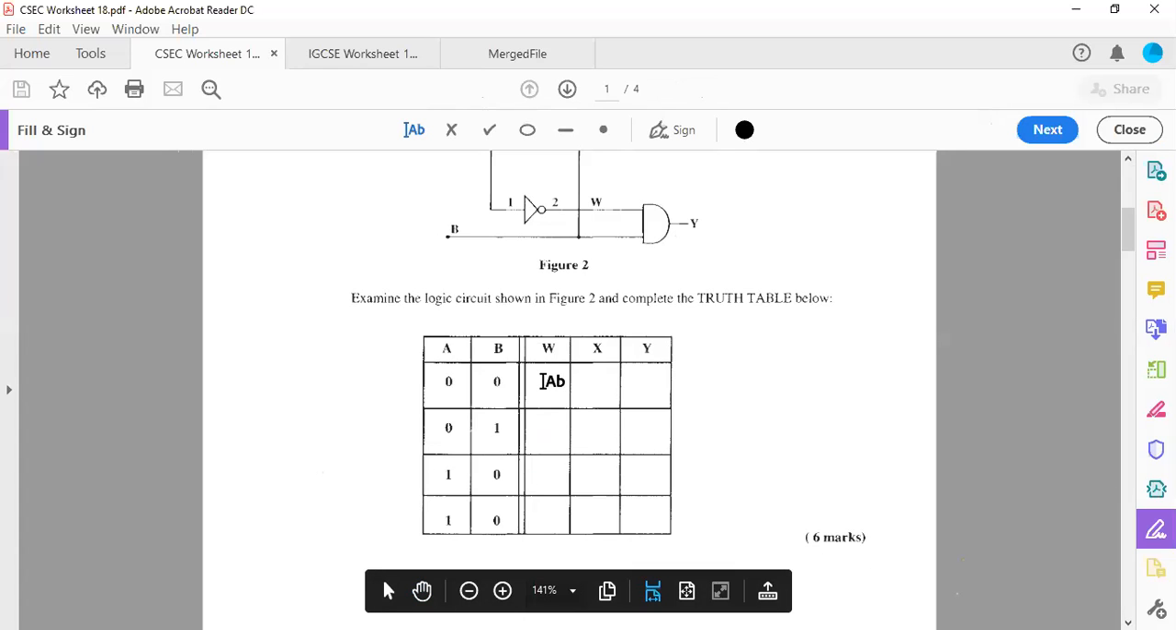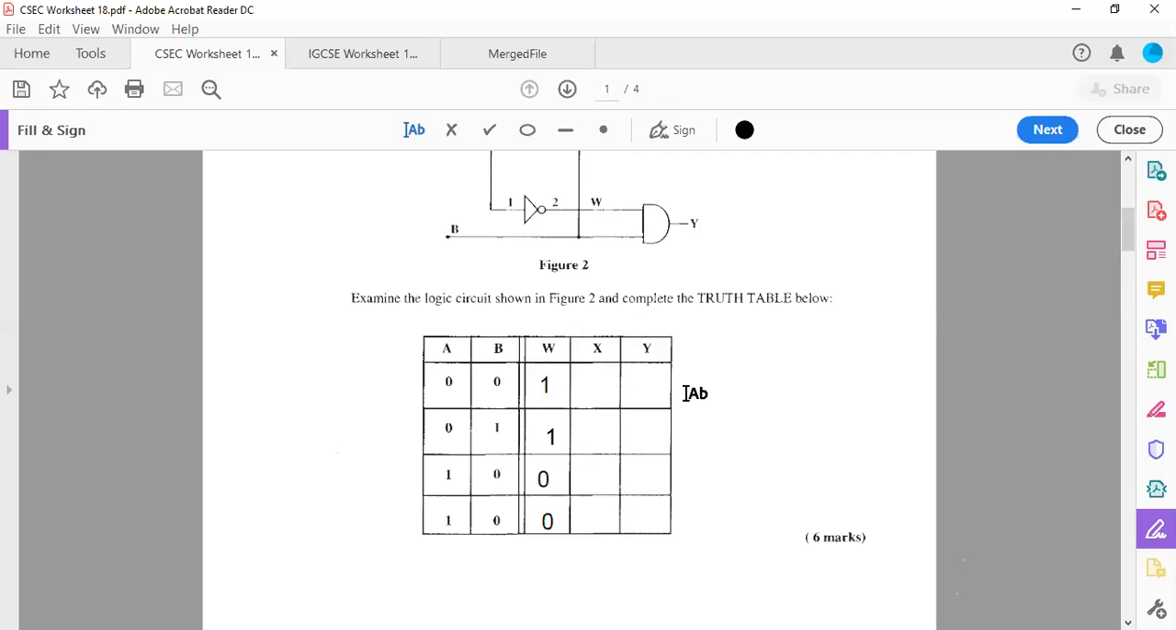So the opposite of 0 is 1. The opposite of 1 is 0. And the opposite of 0 is 1, and the opposite of 1 is 0. So that's W. Everybody see so far?